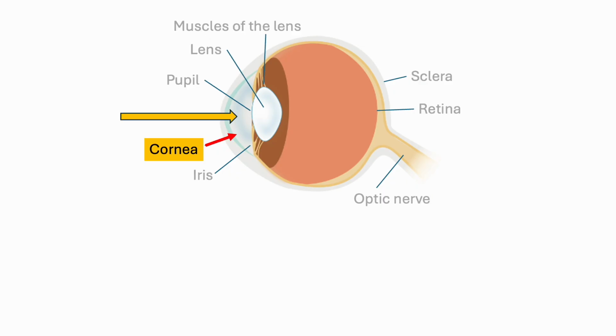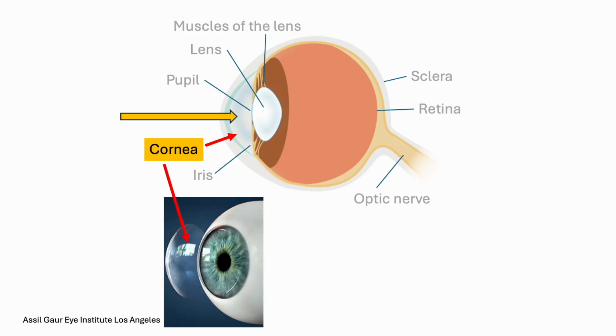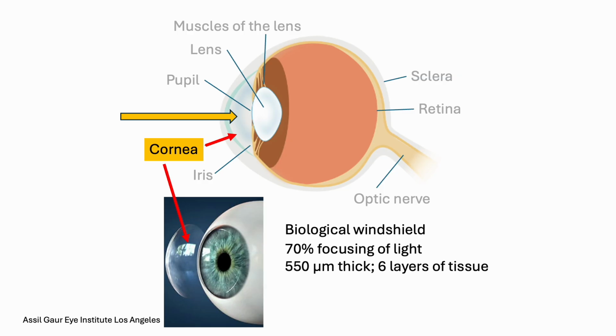Light enters the eye through the cornea, which is a clear, dome-shaped outer layer at the front of the eye. It's our biological windscreen, as it were, and contributes about 70% of the focusing of light on the retina. The cornea is only 550 microns thick, yet it is made up of 6 thin layers of tissue. Because it needs to be transparent, there are no blood vessels supplying the cornea, and oxygen needs to be obtained directly from the air.